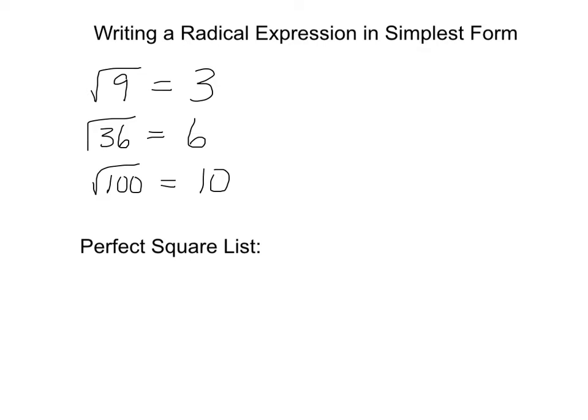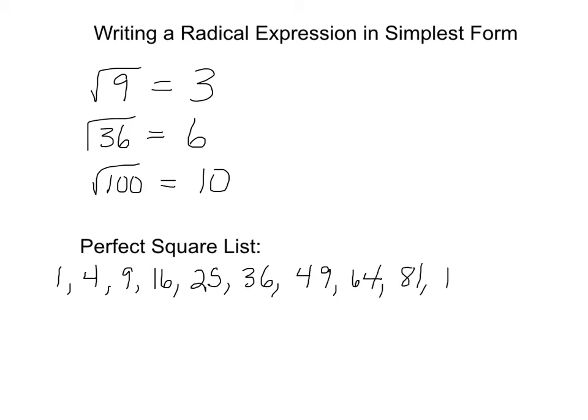So we're going to make a perfect square list. And here's our perfect square list. 1 times 1 is 1, so 1 is a perfect square. 2 times 2 is 4, 4 is a perfect square. 3 times 3 is 9. 4 times 4 is 16. 5 times 5 is 25. 6 times 6 is 36. 7 times 7 is 49. 8 times 8 is 64. 9 times 9 is 81. 10 times 10 is 100.